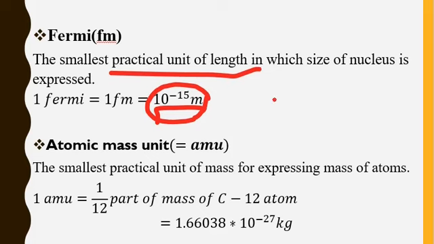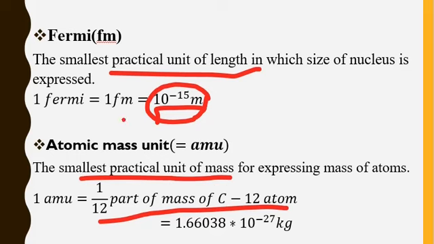Okay, now next, the atomic mass unit. This is also very important, and it is also asked several times. 1 atomic mass unit is equal to the mass of the proton, or it is equal to 1/12 part of the carbon-12 atom. This is the smallest practical unit of mass. It is a unit of atomic mass.